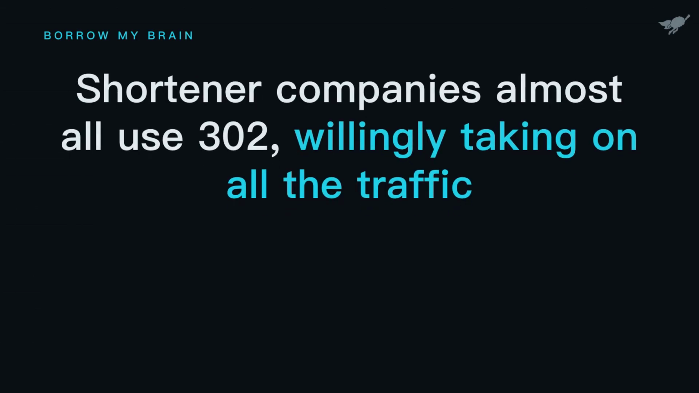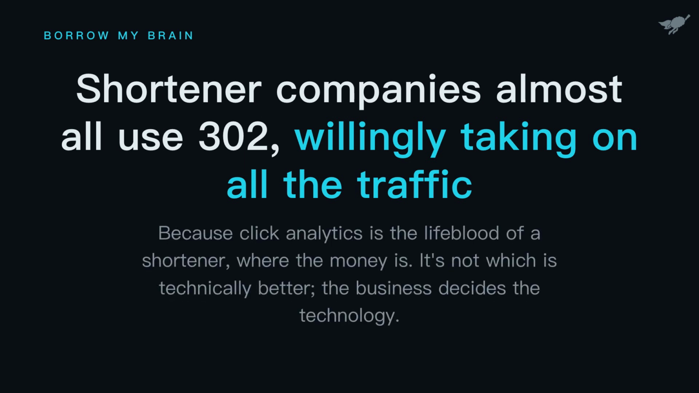So why do URL shortener companies almost all use 302, willingly taking on all that traffic themselves? Because click analytics is the lifeblood of a URL shortener. It's where the money is. What they want is for every single click to pass through their hands. So this isn't about which one is technically better. The business decides the technology.